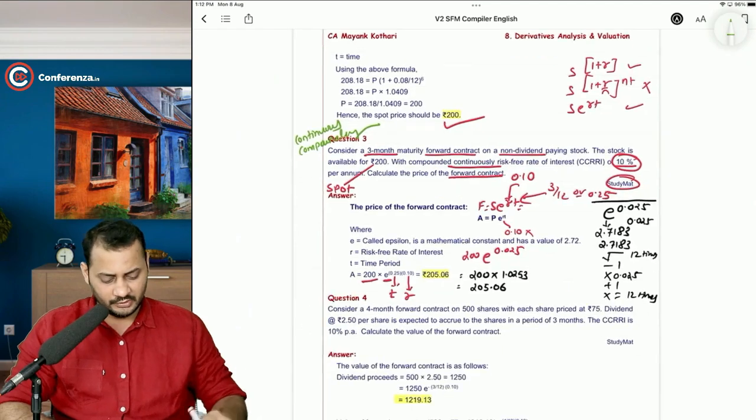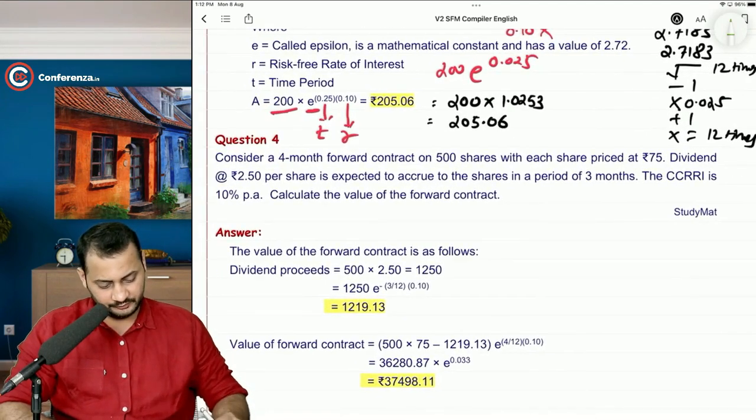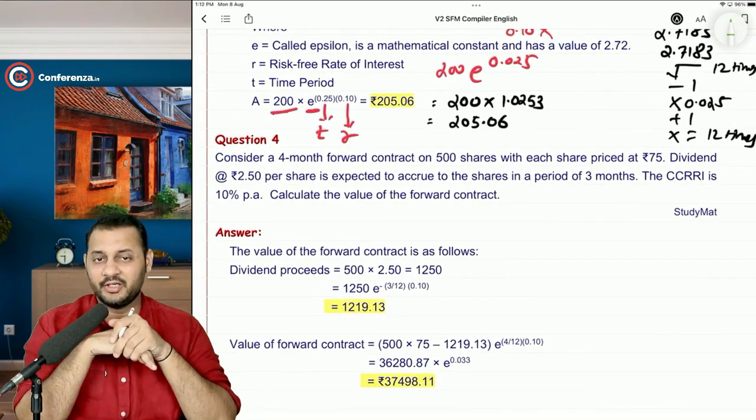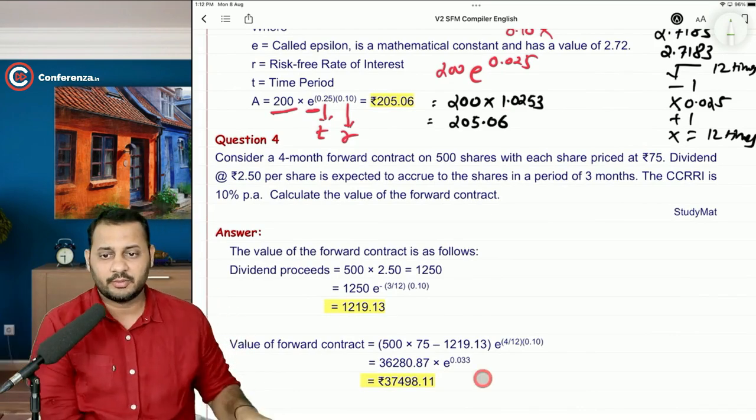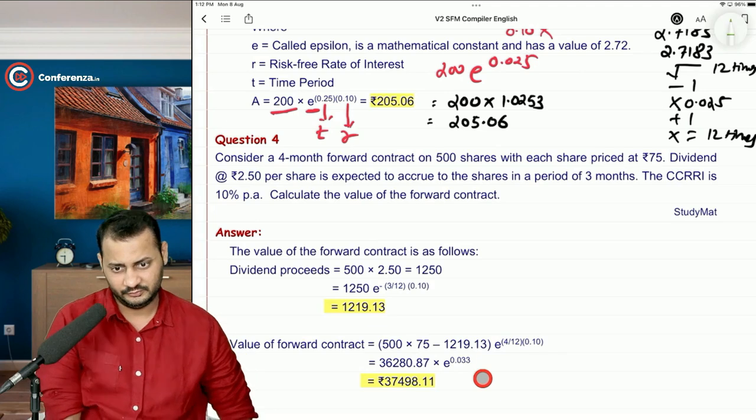Okay, let's move on to question number 4. Now we will introduce the dividend also. Step by step I am going and including everything in the chapter. Have a look.